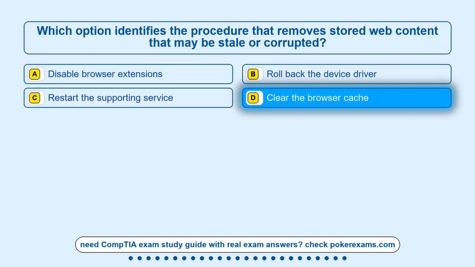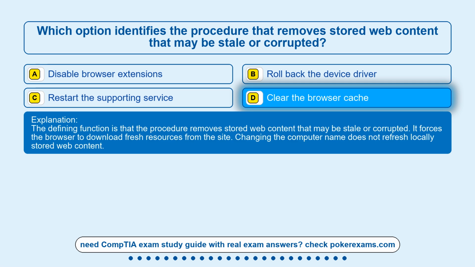Clear the browser cache. The defining function is that the procedure removes stored web content that may be stale or corrupted. It forces the browser to download fresh resources from the site. Changing the computer name does not refresh locally stored web content.